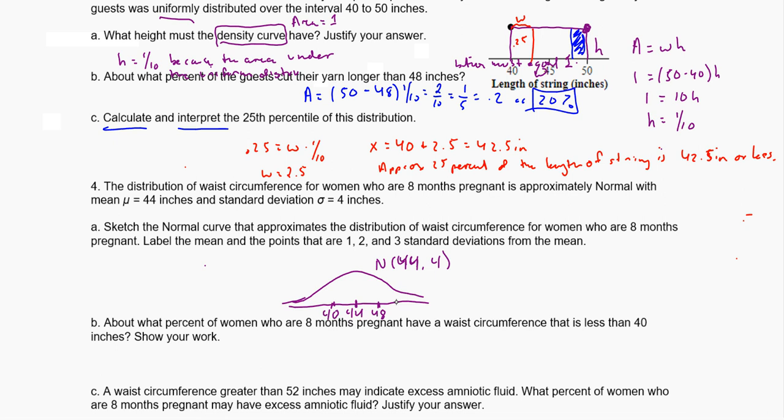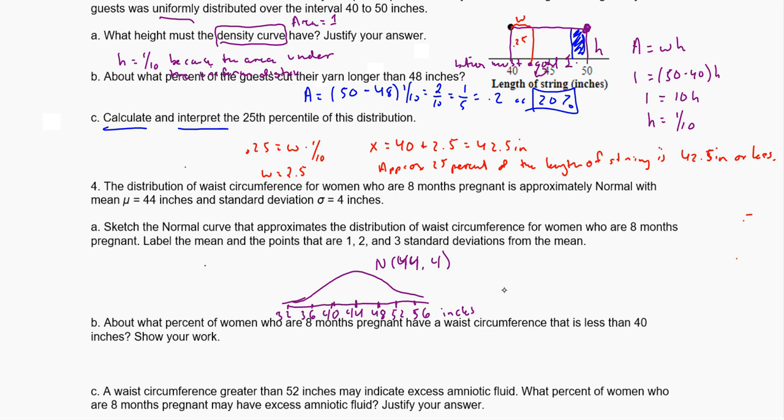Then if we go one more, 2 standard deviations, we're going to add 4 to 48, which is going to be 52 inches. All right, and then we can do the same thing over here. It's going to be 36 inches. We go one more. That's going to be our third standard deviation. And so we're going to add 4 to here, so it's going to be 56 inches. And over here, that's going to equal 32 inches. And it's going to be 3 standard deviations away. And this is all going to be in inches. Okay, that's the length of string in inches.